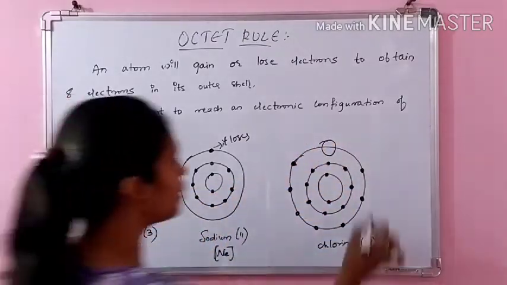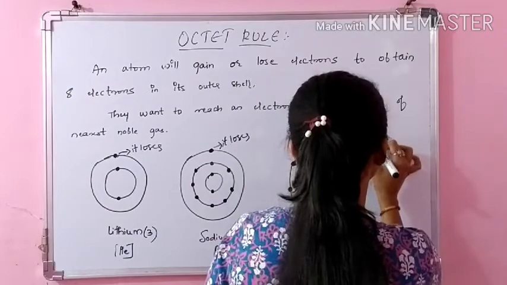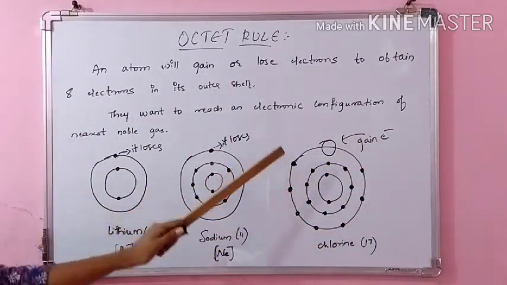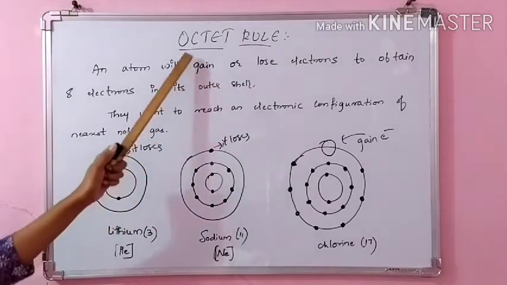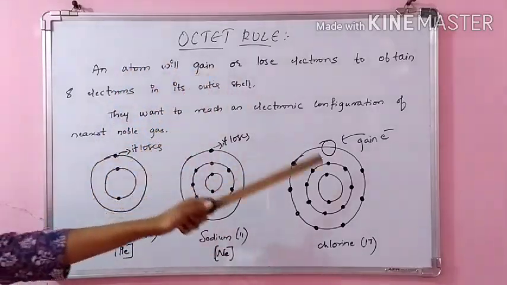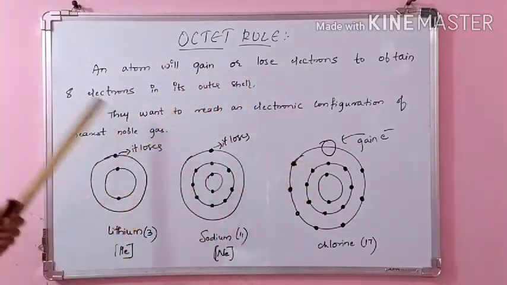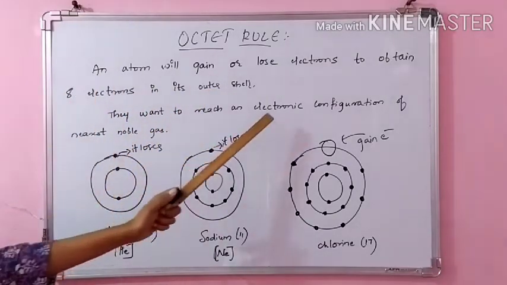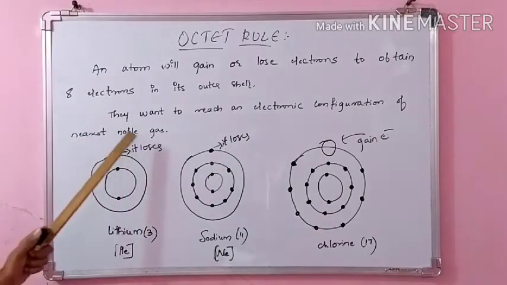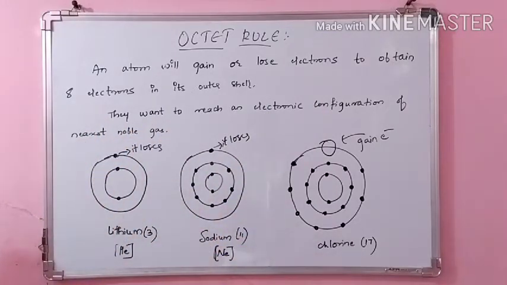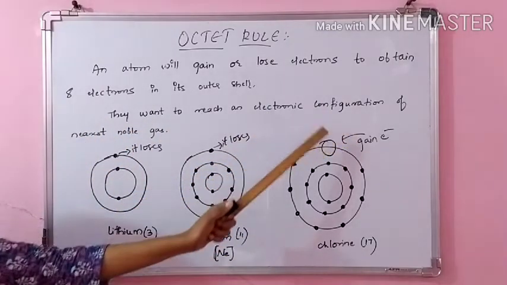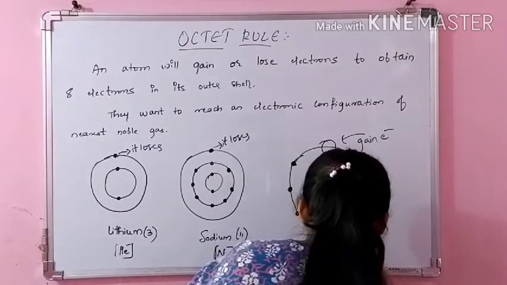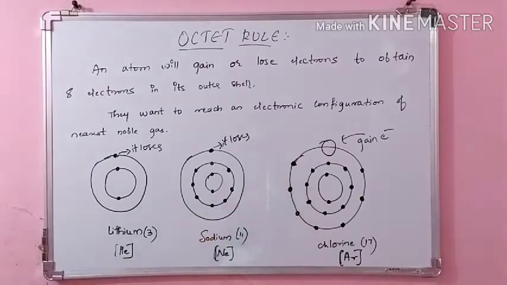So it will try to gain the electron. Why will it gain the electron? It wants to complete its octet and wants stability. So an atom will either gain or lose electrons to have 8 electrons in its outer shell. Why does it do this? Because it wants the electronic configuration of the nearest noble gas. Which is the nearest noble gas here? By getting 1 electron, it will fulfill argon. It will get the noble gas configuration of argon.